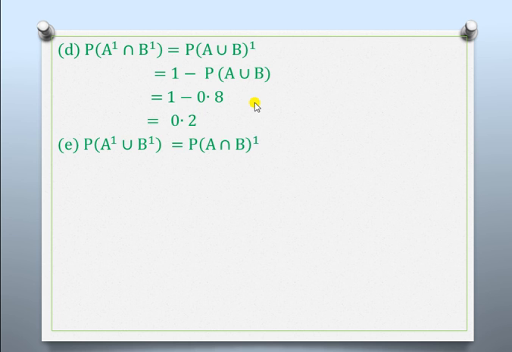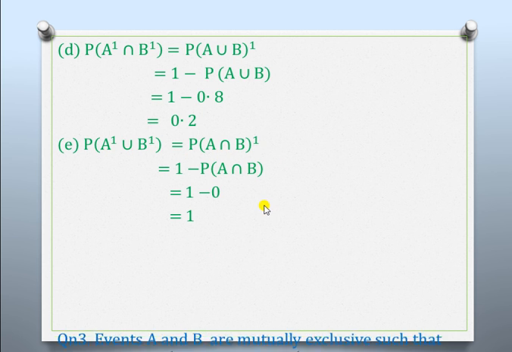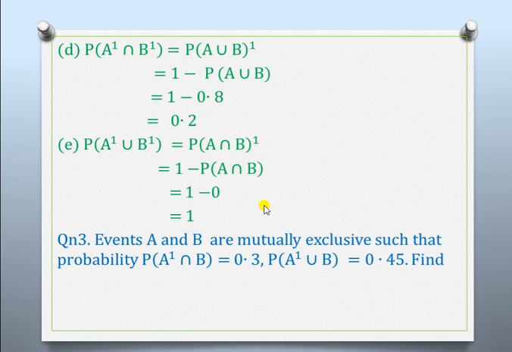If you go on to the next part E, they wanted the probability of A complement union B complement, which, by De Morgan's, is the same as the probability of A intersection B but complement. And that will be 1 minus the probability of A intersection B, but we all know that this is 0 since the events are mutually exclusive. So when you subtract, you come up with 1. So let's look at question 3 now.